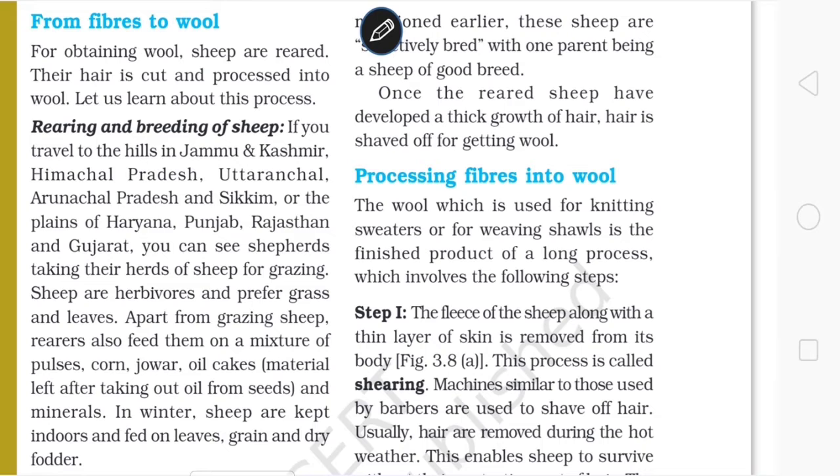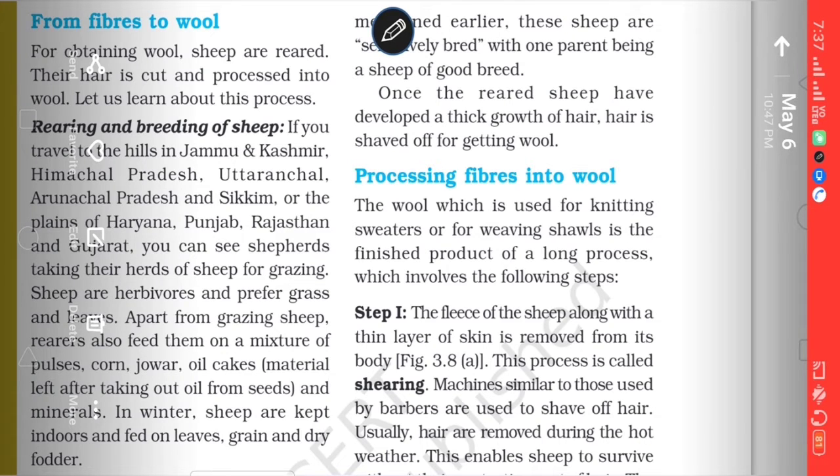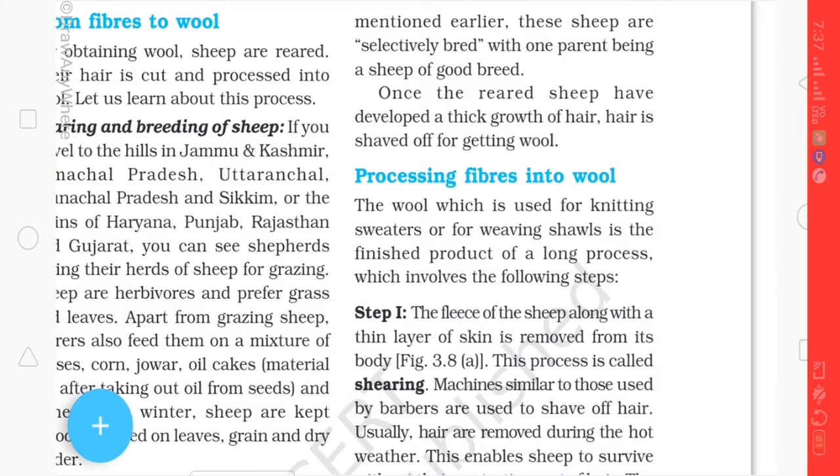Now let's start a new topic, that is processing fibers into wool. How do we process the fibers into wool, or how do we get wool from the fibers? What are the processes which we are using? Let's see it. So the wool, see this paragraph now. The wool which is used for knitting sweaters or for weaving shawls is the finished product of a long process which involves the following steps, okay.